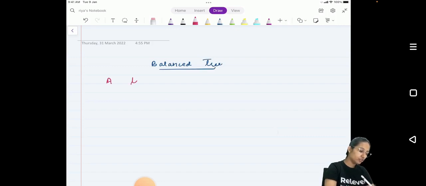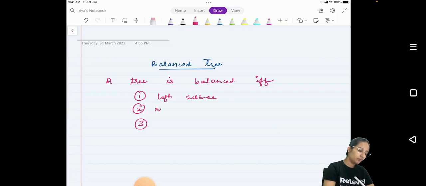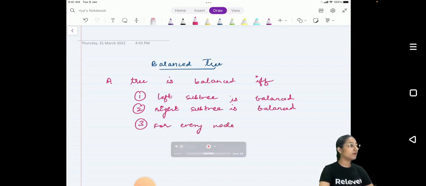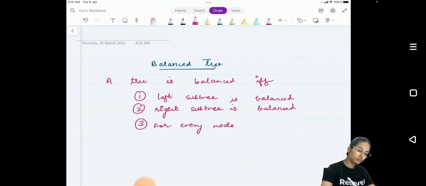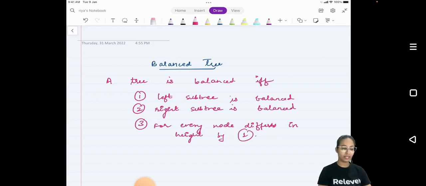We basically say that a tree, or a binary tree rather, is balanced if and only if three conditions hold: the left subtree is balanced, the right subtree is balanced, and for every node, the left and right subtree heights differ by at most 1. Now let me explain this concept by taking a few examples.